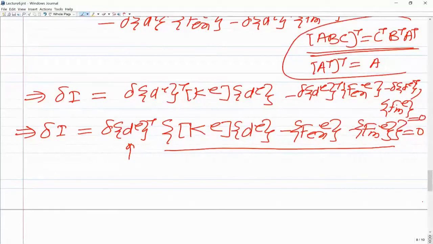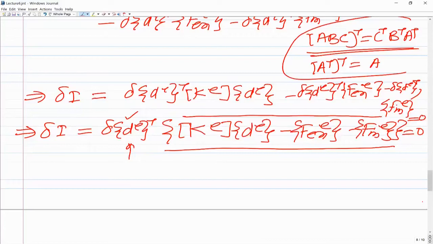So there are three possibilities. The first is that delta D is a null vector. That means all the elements of this are actually 0, so then the product would be 0. So that is one possibility. The second is that this whole quantity is a null vector. That means when we take KD minus F external minus F internal together, all the elements come out as 0.